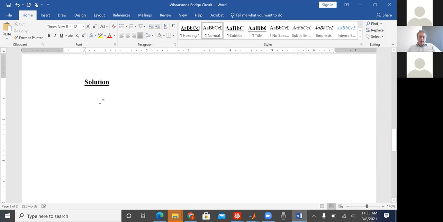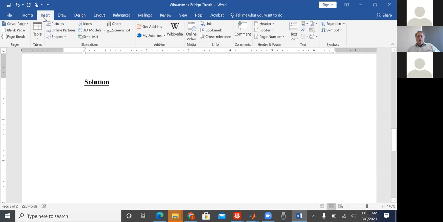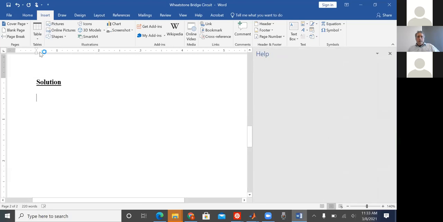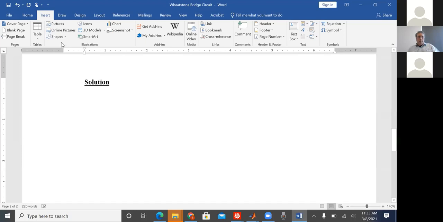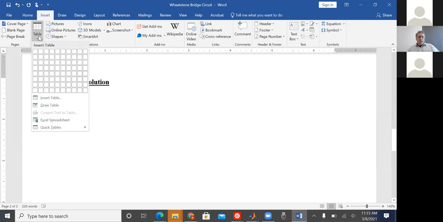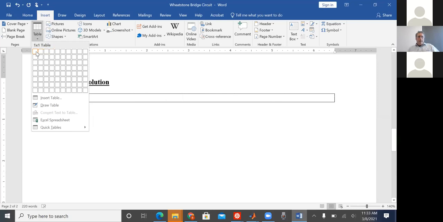Now, I'm not good with the drawing tools, but one thing I am is reasonably organized. And as a result, in Microsoft Word, I thought I was good at table making. There, that's what usually comes up.